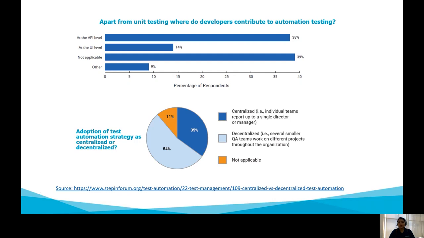The pie chart data represents a very interesting question. Would you describe your test automation strategy as centralized or decentralized? Most of the respondents, that is more than 50%, mentioned that it is decentralized, and only 35% vote went to centralized approach. According to the link that I have shared in the slide, it says that centralized strategy is a better approach as it brings in more efficiency.